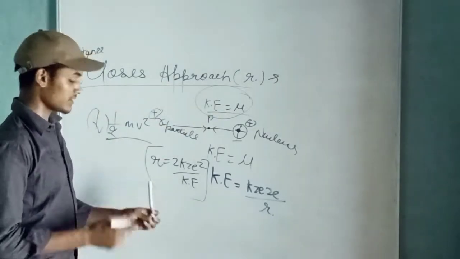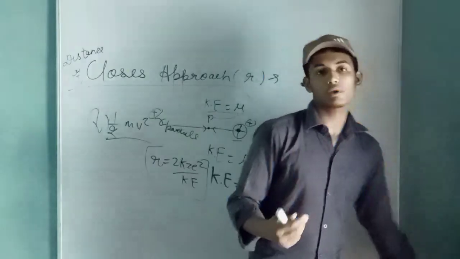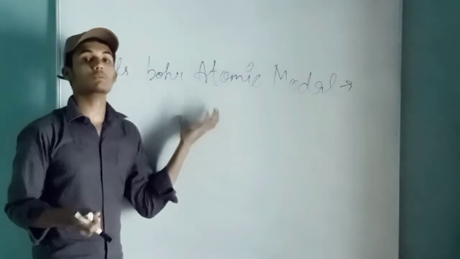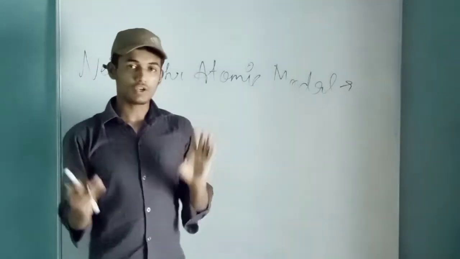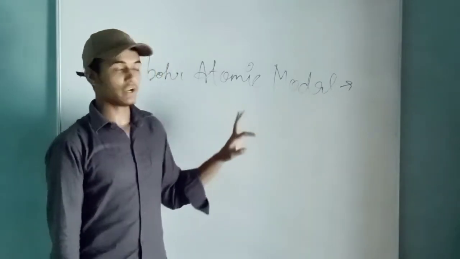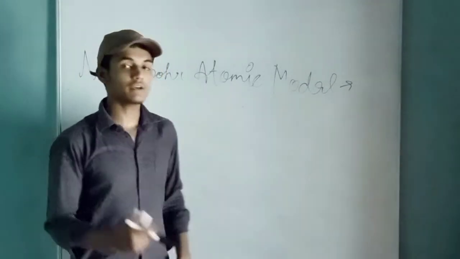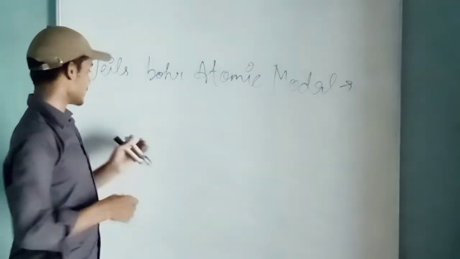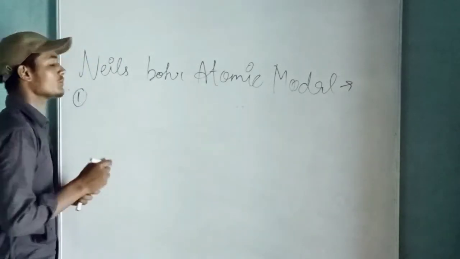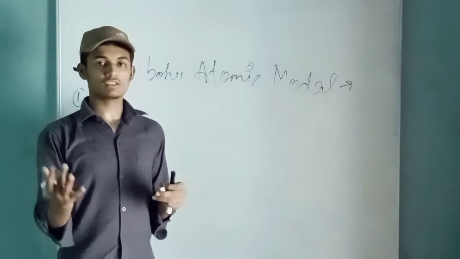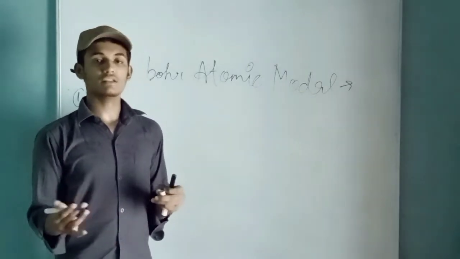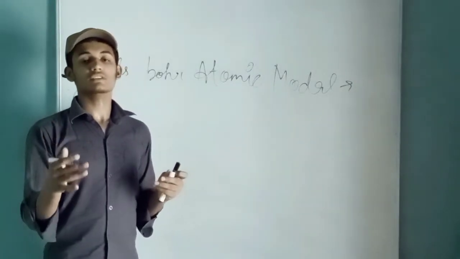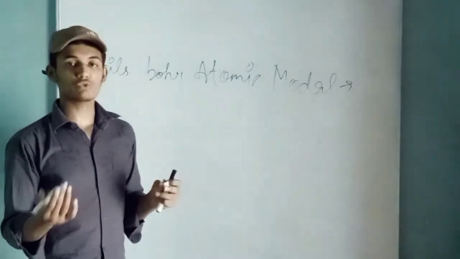Now that topic is completed, and we will study the Niels Bohr atomic model. In this video we will study the following postulates of that atomic model. There are three postulates, and that is our last topic of this video. The first postulate is similar to the Rutherford atomic model: the electron revolves around the nucleus without emitting energy, and it takes the centripetal force to revolve around the nucleus from the electrostatic force between the nucleus and the electron.